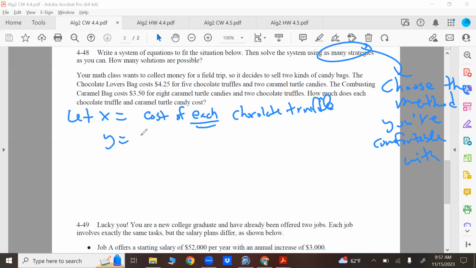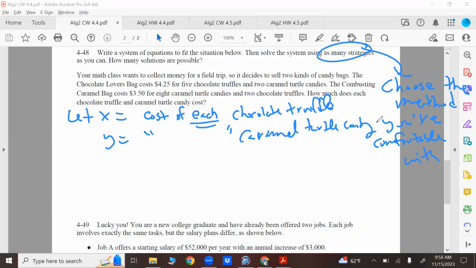And let Y equal the cost of each caramel turtle. It's actually one of my least favorite candies. I like truffles better. Okay, so you have your variables, right? It's the cost of each.